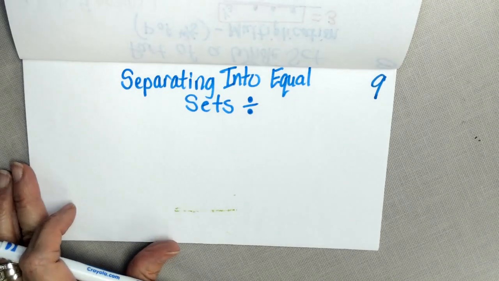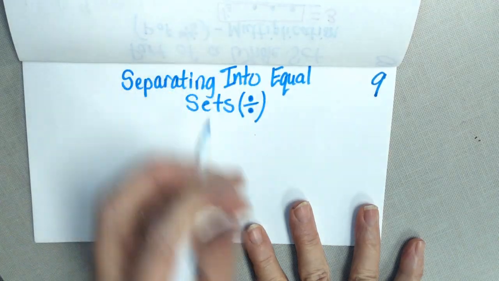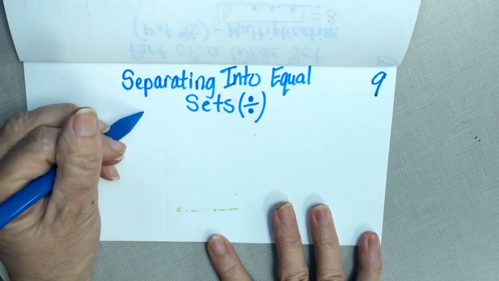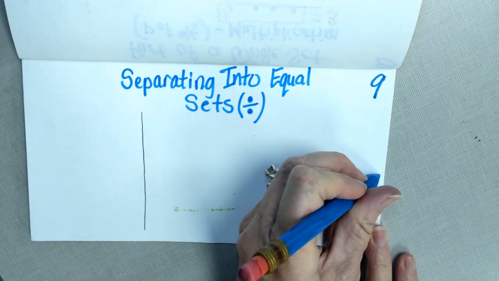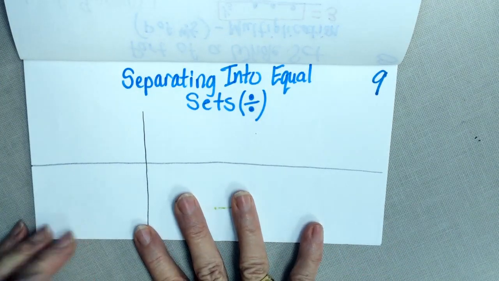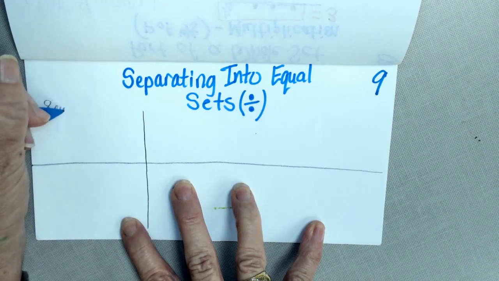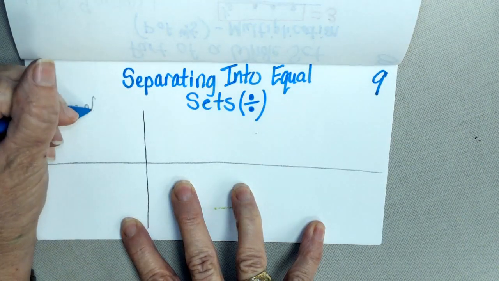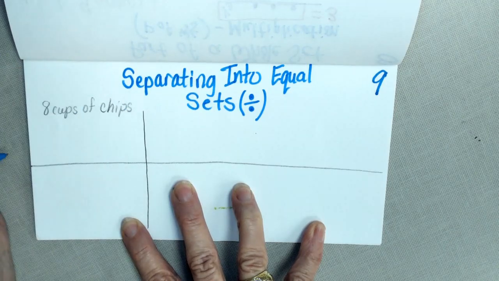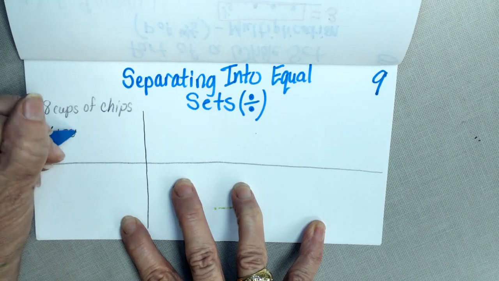Okay. So page 9 is about separating into equal sets, and this is a division action. And so I'm actually going to take my pencil and I'm going to partition this off like so. And I'm going to give you a little scenario here. We have 8 cups of chips, and we're going to make 1/4 servings.